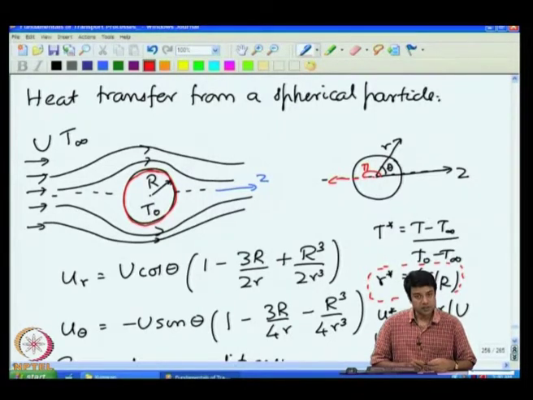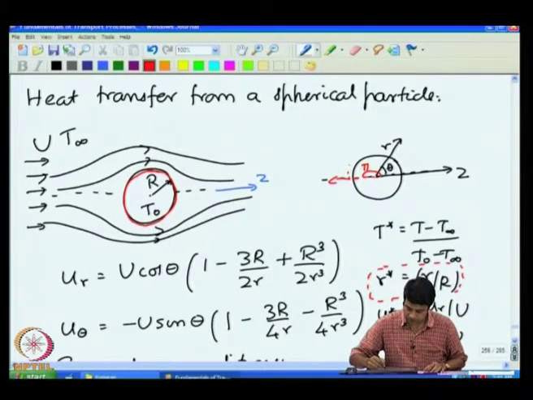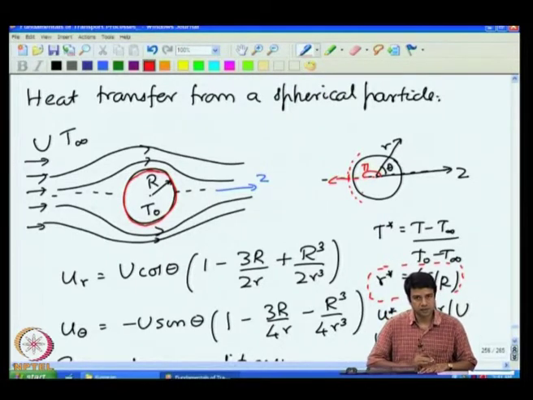The flow is incident on the sphere at theta is equal to pi. That means that at theta is equal to pi, one would expect the boundary layer thickness to be at its minimum value.